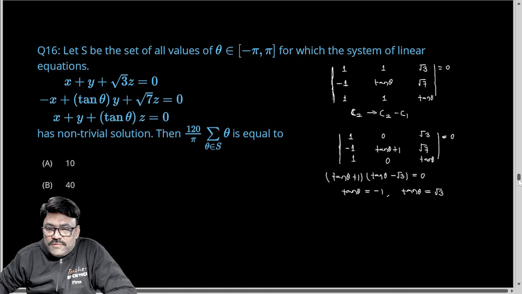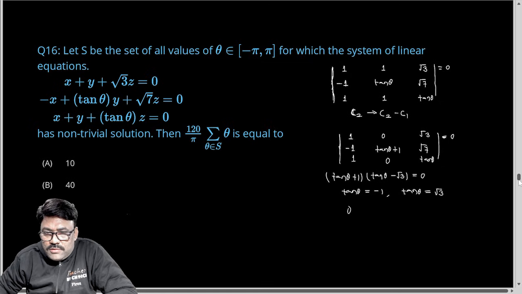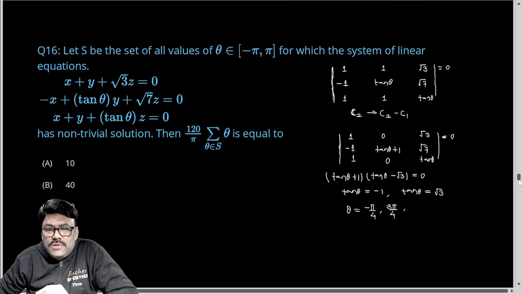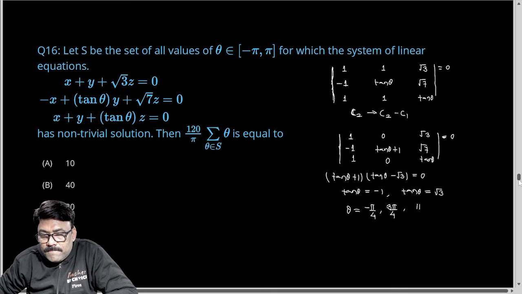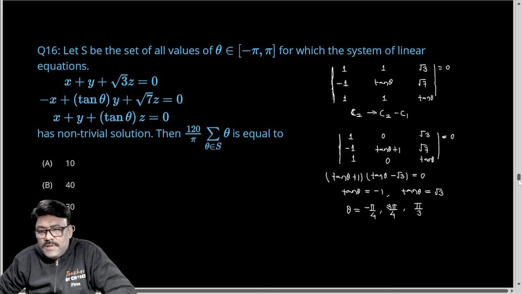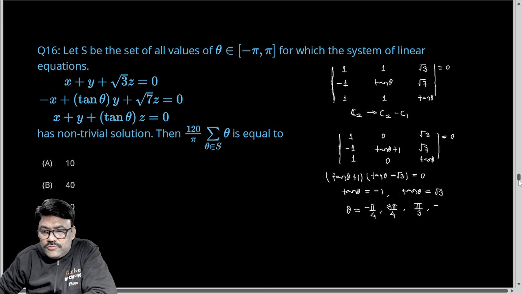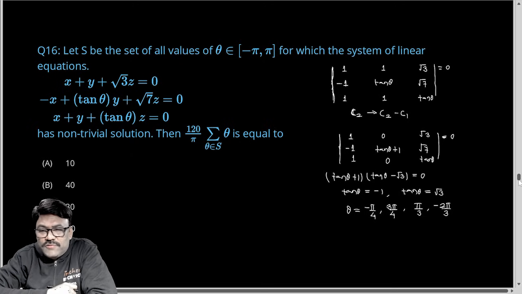If tan theta is minus 1, then between minus pi and pi, tan theta will be minus 1 at minus pi by 4 and 3 pi by 4. And tan theta equal to root 3 will be at pi by 3, and one more, minus 2 pi by 3. Actually, tan 2 pi by 3 is minus root 3, so tan of minus 2 pi by 3 will be plus root 3.